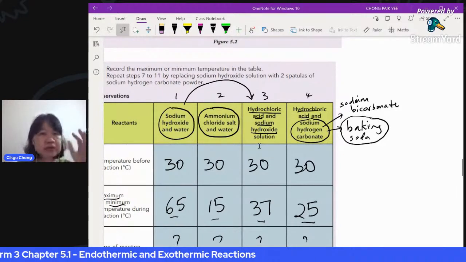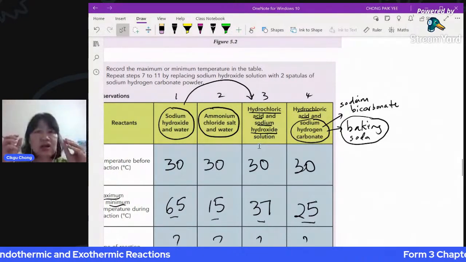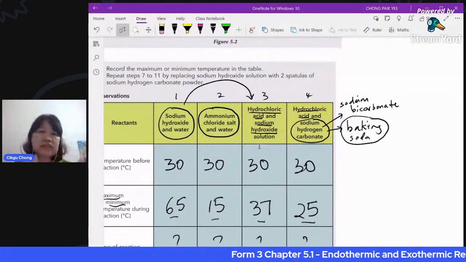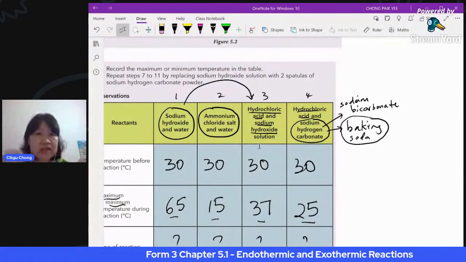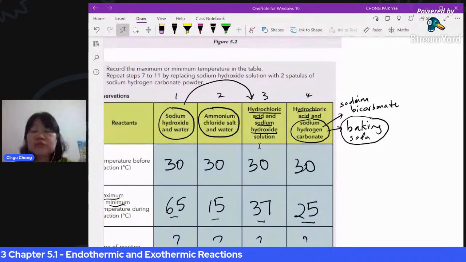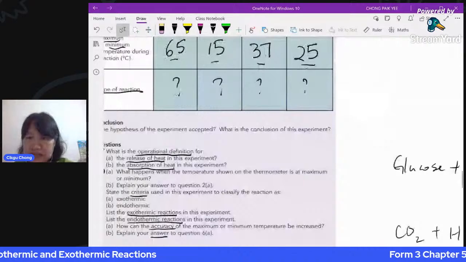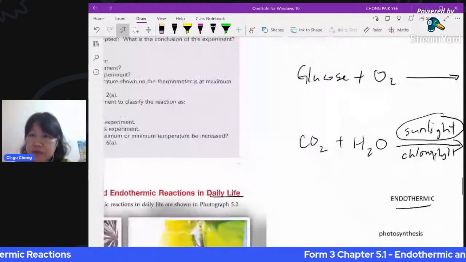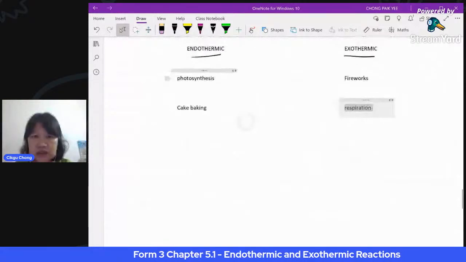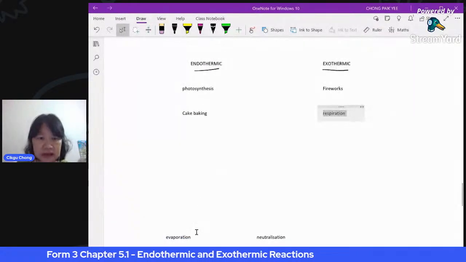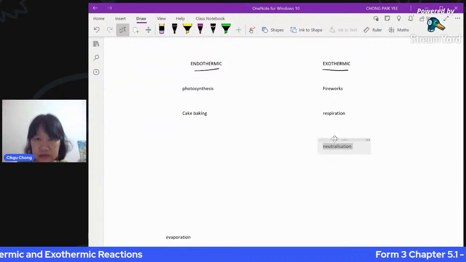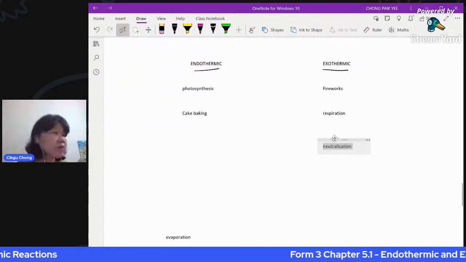Neutralization is when you see an acid react with an alkali. This is called neutralization. So acid is no longer acidic when it combines with alkali. Alkali is no longer alkaline, it becomes neutral. So that's why this process is called neutralization. Now neutralization produces heat actually. So if it produces heat, this is actually an exothermic reaction. You can feel it warmer when you do the experiment.